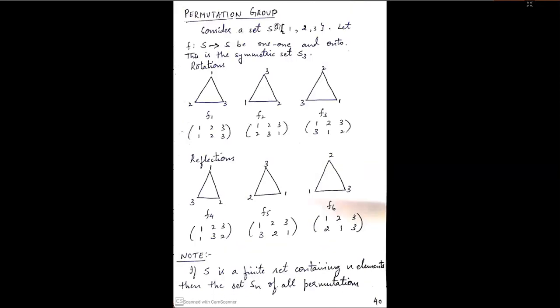It contains n factorial elements, as I explained in this example. S3 has 3 factorial, that is 6 elements. Similarly, you can do the same thing for S4, where S is a set containing 4 elements, that is 1, 2, 3 and 4. Here we took 3 elements, so I took a triangle. Then you can take a square and find the rotations and the reflections. So you will get 4 factorial, that is 24 elements.